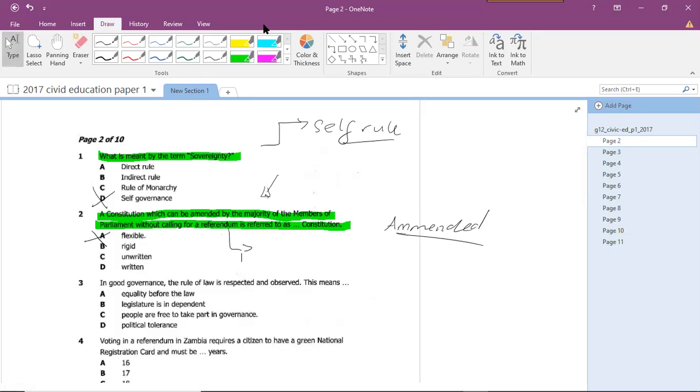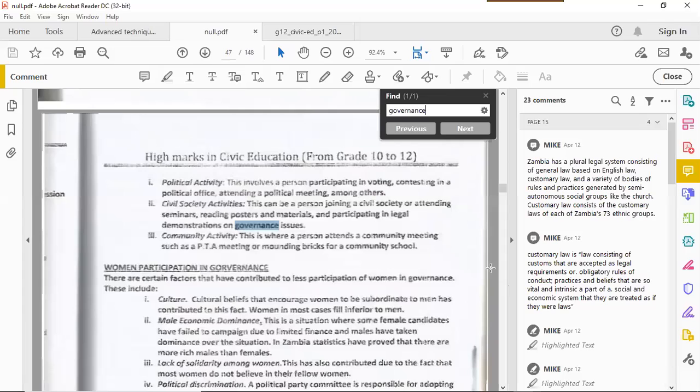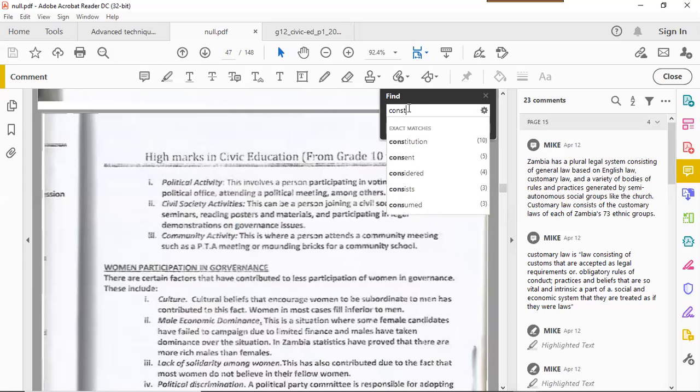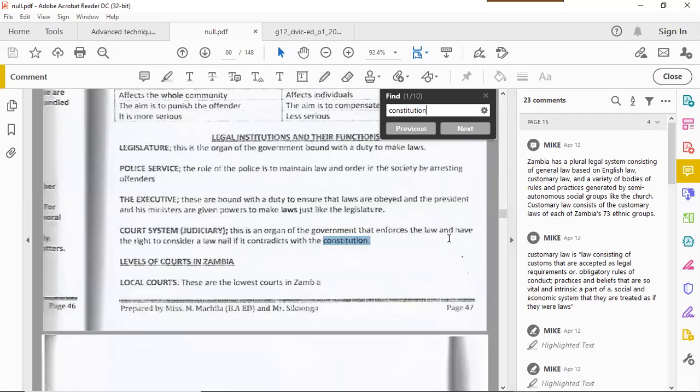So again, I hope this will work. If you go to your textbook, you can see the textbook on the screen. Hello, Fabi, can you see the textbook on the screen? Yes. You can click Control F and type in constitution. You see that there are 10 results there. You just click on constitution. So where it says constitution, next.